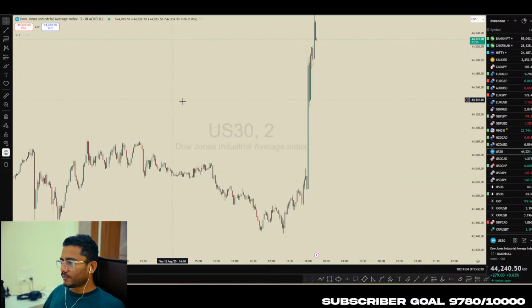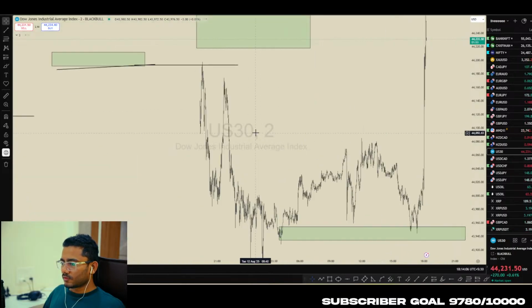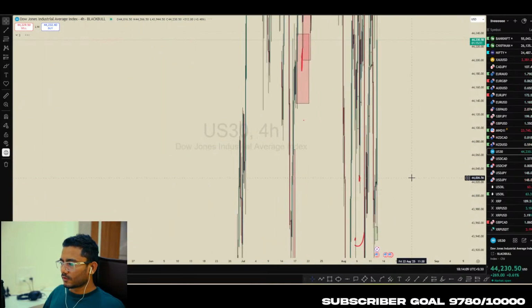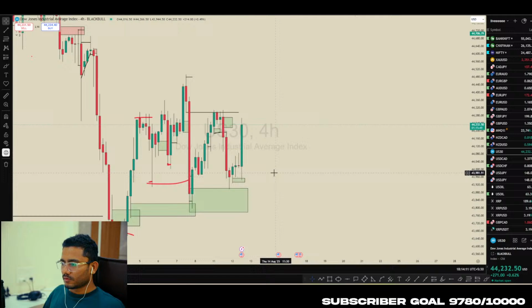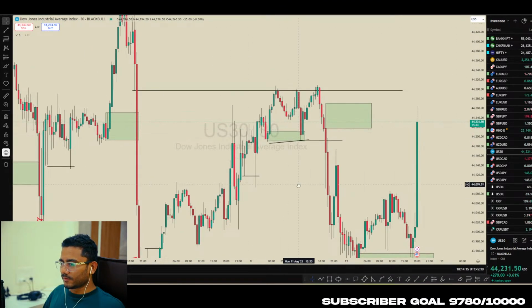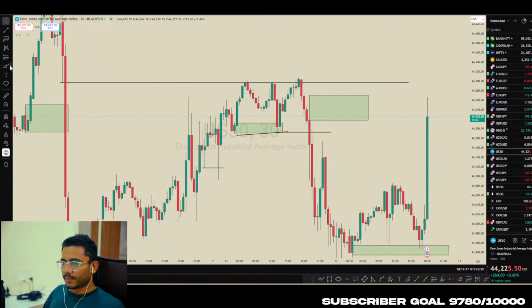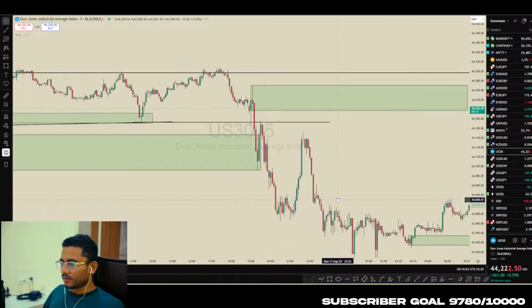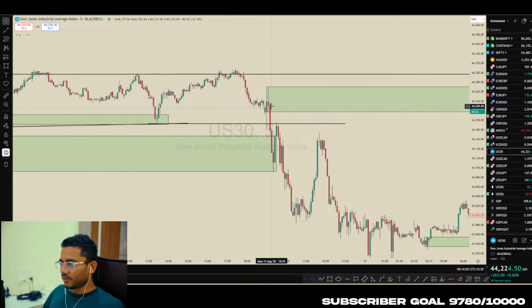On US 30, yesterday I was waiting for price to look for buy side here. But then price broke the structure, did not give any follow through structure because we had this previous high which was here, and then gave us a break of structure creating this order block. Then price went to the downside.